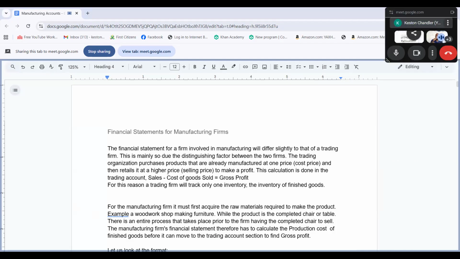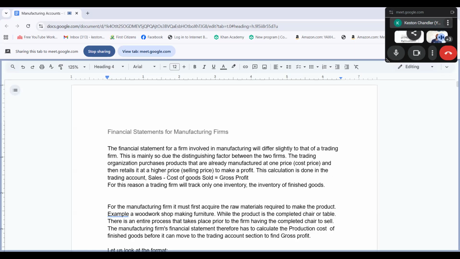So let's get going. Now, the financial statements, so far we saw financial statements for the sole trader, right? We learned how to do the trading and profit and loss and balance sheet. The last thing we looked at was the partnership. And now we want to look at financial statements for manufacturing firms. Now, the big difference with manufacturing firms is that, unlike the trading firm that is buying something to sell on.